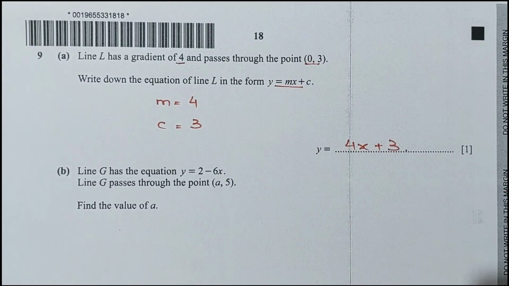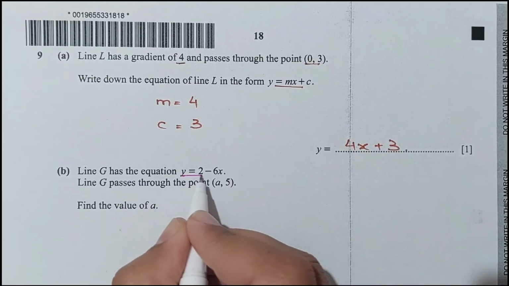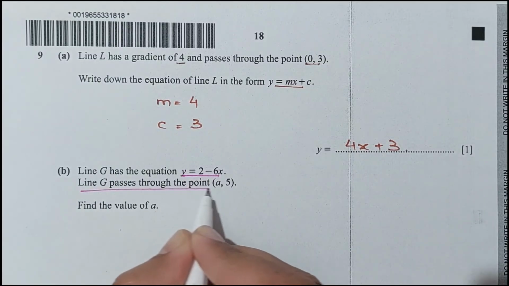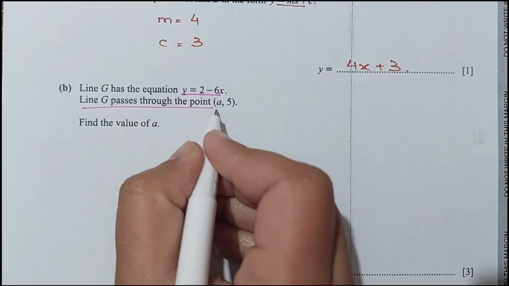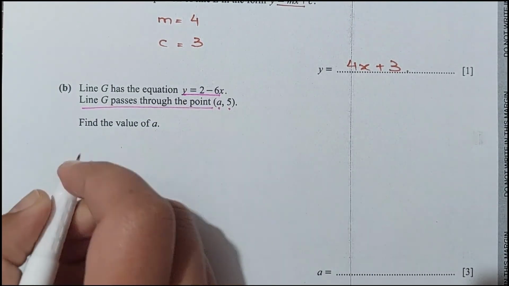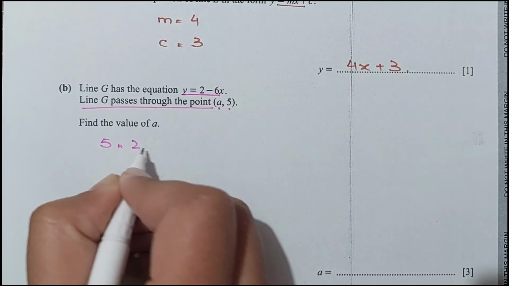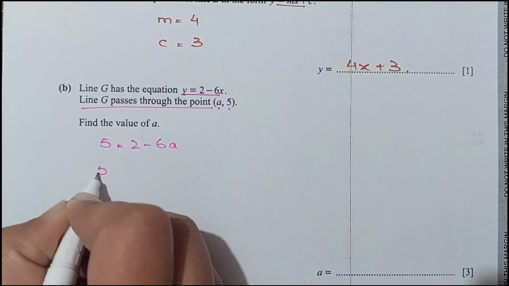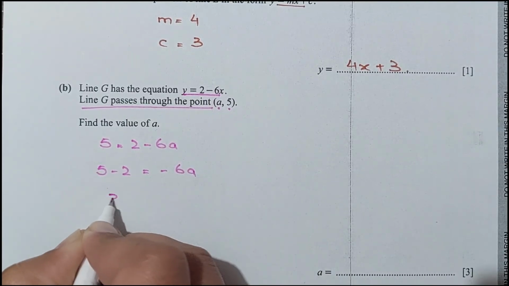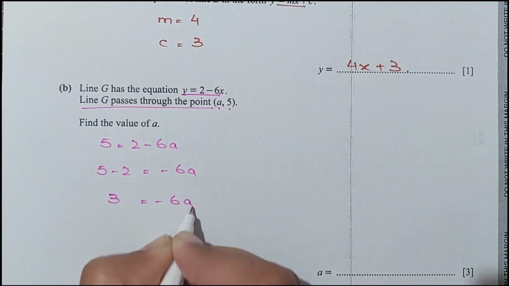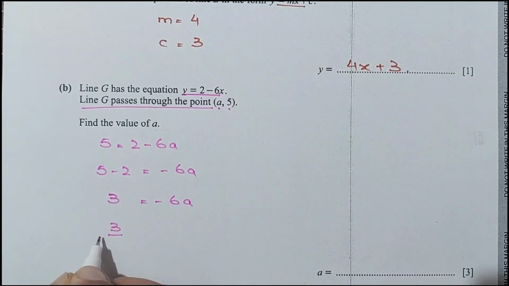Now for part B, line G has this equation. Line G passes through this point. Find the value of A. If it passes through the point, it must satisfy. X coordinate is A and the y coordinate is 5. So 5 equals 2 minus 6A. 5 take away 2, this would be minus 6A. 3 equals negative 6A. 3 over negative 6, this would be the A value. 3 times 1 is 3, 3 times 2 is 6. So minus 1 by 2 is the A.